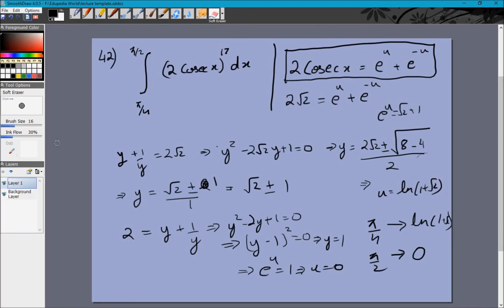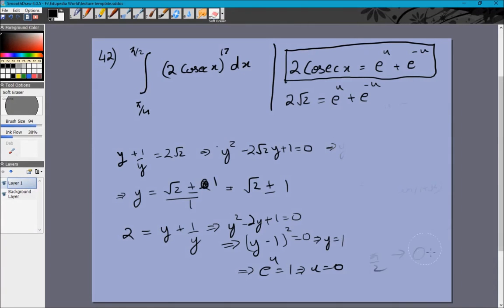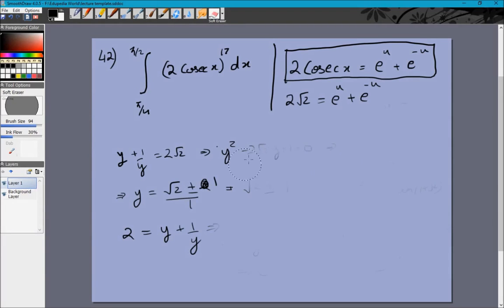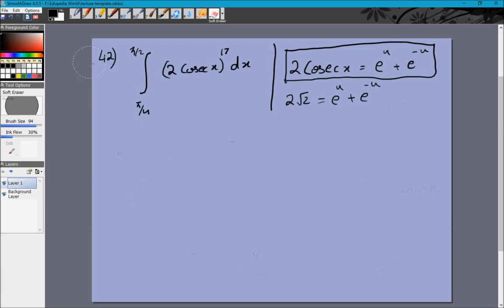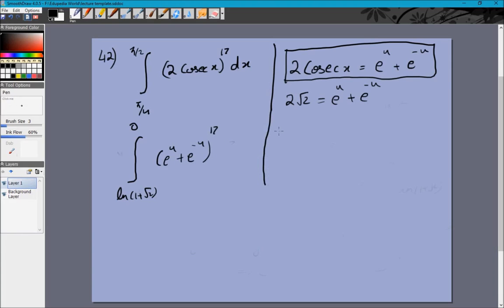So I'll just rub the rest of the part. And so now we simply have the integral, where pi by 4 went to ln of 1 plus root 2, and pi by 2 went to 0. 2 cosec x to the power 17 is simply e to the power u plus e to the power minus u to the power of 17. And what is dx? From this equation we can get the value of dx as well.